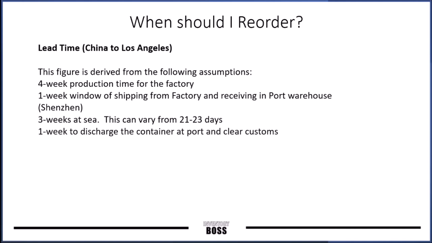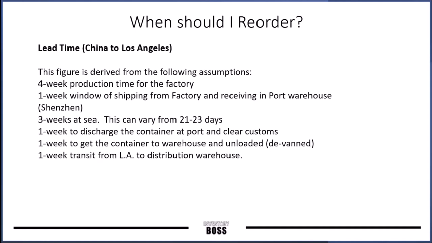We've got a week to discharge the container at port, clear customs, and then another week to get the container to the warehouse and unloaded, devanned, palletized, etc. And then during that time, you decide we're going to ship some of this in from our Los Angeles warehouse to maybe a distribution center somewhere for Amazon or Walmart. But if you ship directly from your warehouse, for example, if you're a Shopify seller and you don't sell on Amazon or Walmart or other platforms, your lead time stops once you've devanned and palletized and are ready to ship.